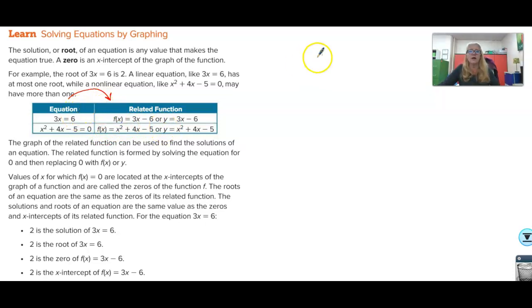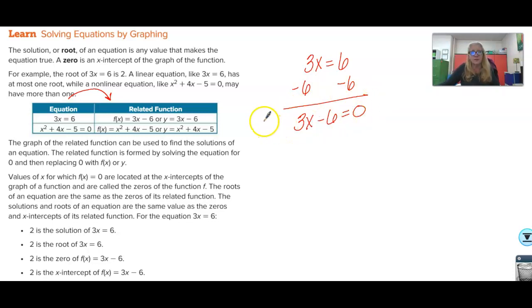This one was not all equal to 0. This one was 3x equals 6. So in that case, you have to make it equal to 0 by getting everything on the left-hand side. All right, so you want to get rid of everything on the right-hand side. So you would subtract 6 from both sides, and that gives you 3x minus 6 equals 0. And you always have to put all the numbers on the left-hand side. If you put them on the right-hand side, you get the inverse, and that's not what they want. They want the left-hand side.